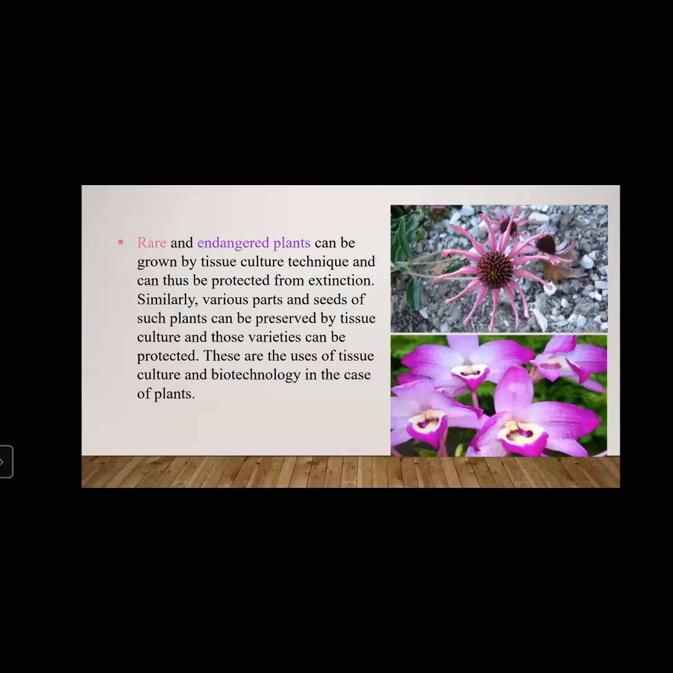Rare meaning which can be spotted only once in a while. Okay. They are not seen usually in the environment. We find them very rarely. So protecting such plants or animals is possible if we get the meristematic tissue of those organisms with the help of tissue culture technique. Those organisms or those plants can be grown in the laboratory setup, and their number can be increased or they can be protected.